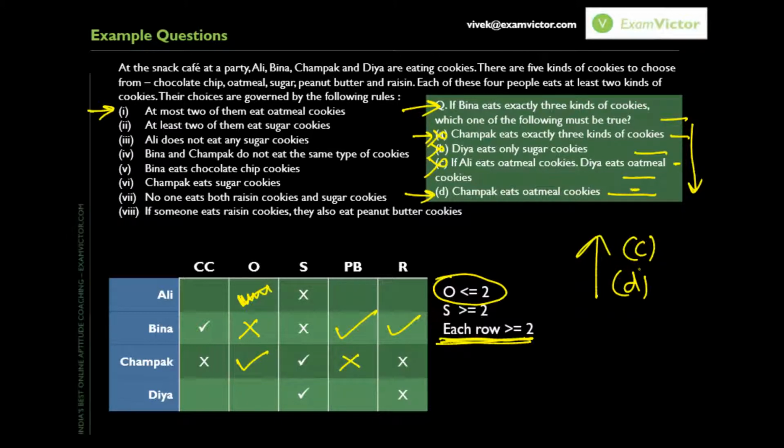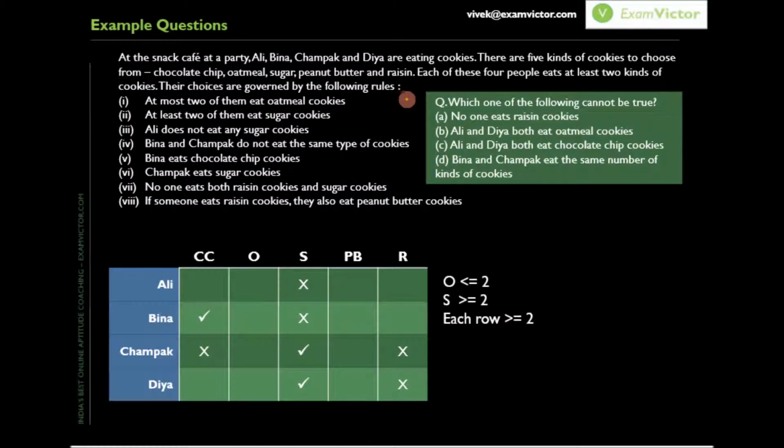So the faster you get the answer, the faster you can move to the next question. So this is a tip I'll say, not just for this, but for any question, be it verbal, be it LR, be it quant. You should start from the bottom if you think that the question requires you to look at each choice. Anyway, the answer for this one is D. Champak eats oatmeal cookies.